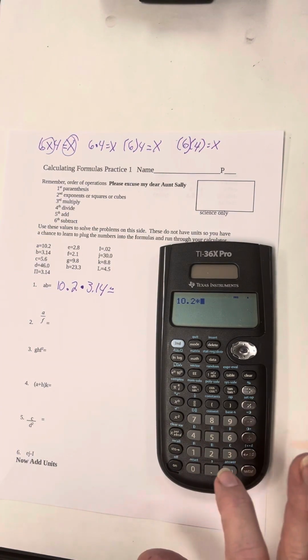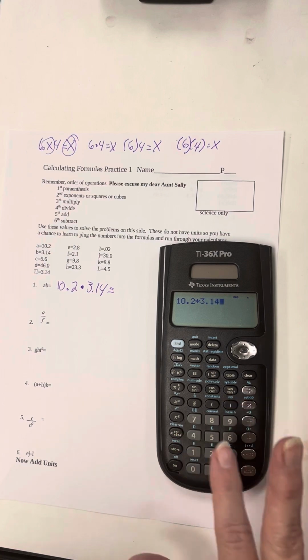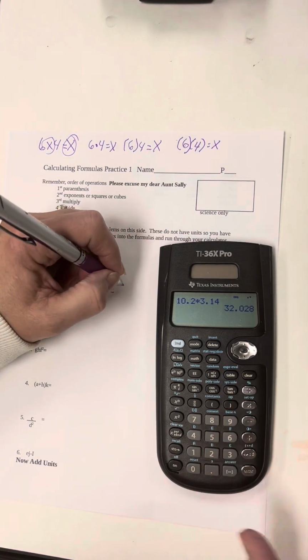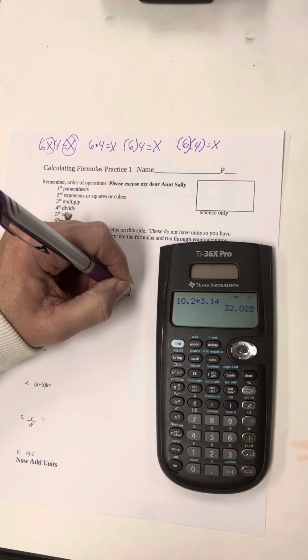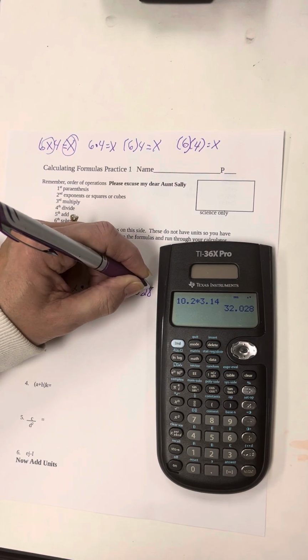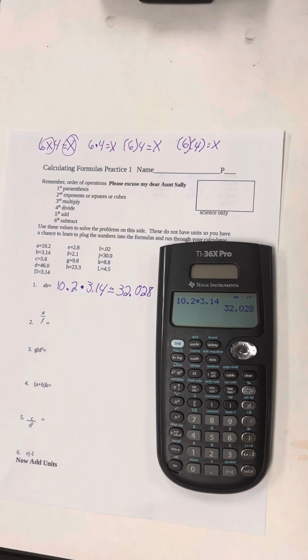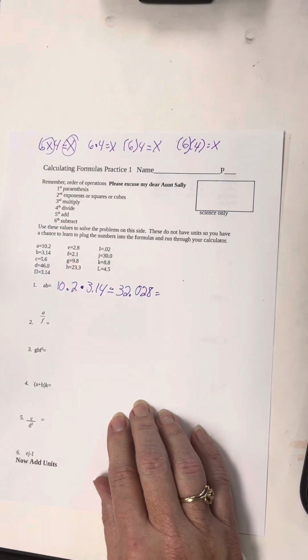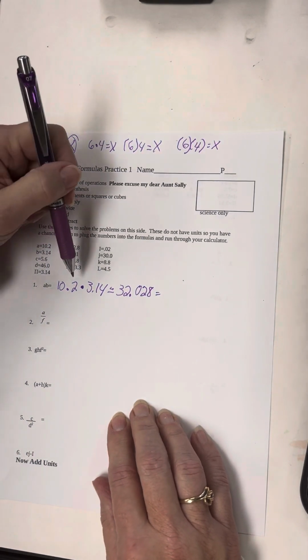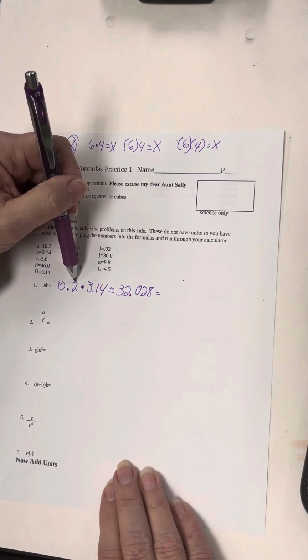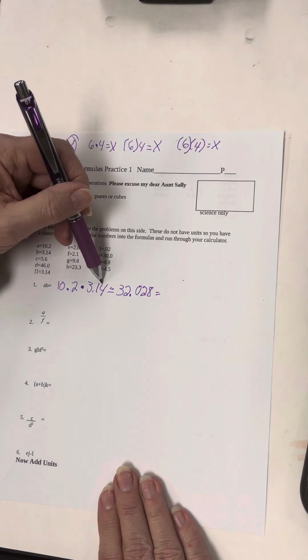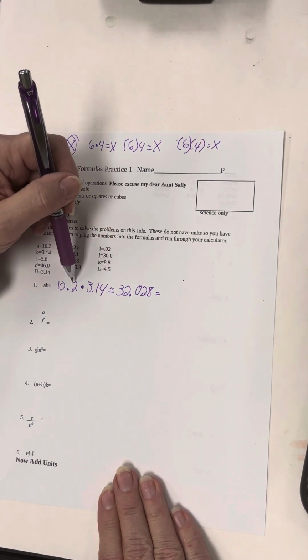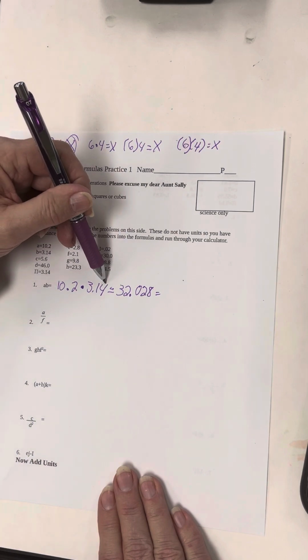10.2 times 3.14. Now I'm going to write down the whole answer the calculator gives me. You don't really have to write this. Just know that sometimes you'll be doing a math problem and you'll raise your hand: do I have to write down all these digits? Now you're going to know what to round to. We did a slideshow, if you remember, about significant digits. This number has one digit to the right of the decimal point. This number has two digits to the right of the decimal point. This is tenths. This is hundredths.